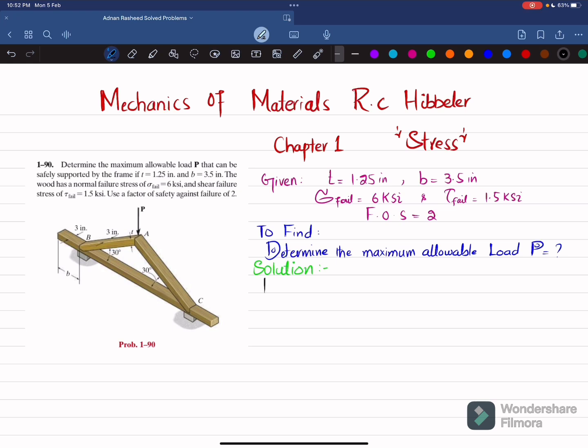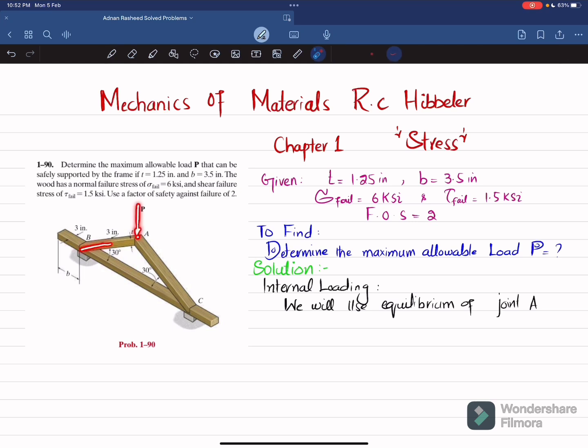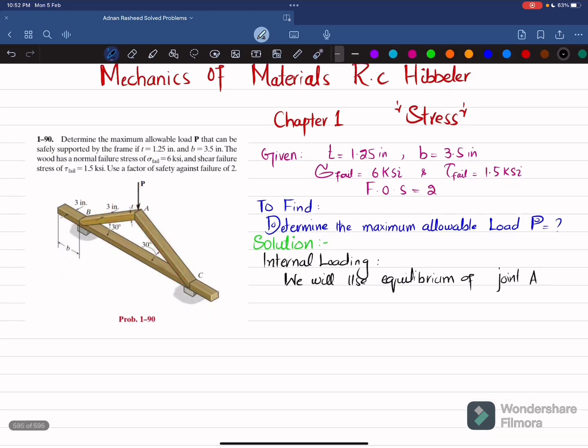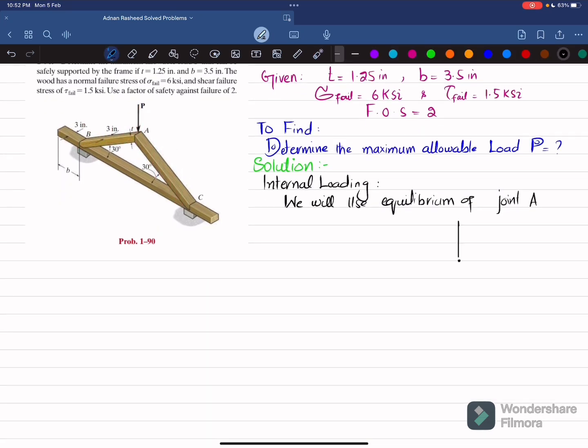So the first step is that we will find the internal loading. For finding the force in member AB, we will use equilibrium of joint A. You can see here at joint A we have one load P. This member will exert a load in this direction, and similarly FAC will exert force in this direction. So we will draw the free body diagram here. This is your point P, a vertical force of P. Member AB will exert a force in this direction, this is FAB, and this is member AC, which will exert force FAC in this direction, and this is your point A or joint A.